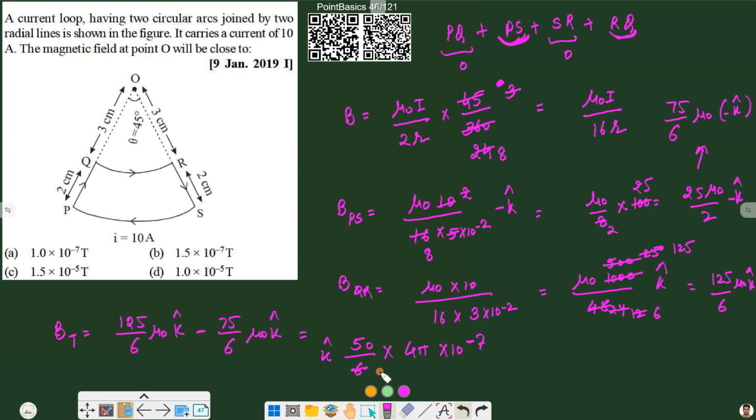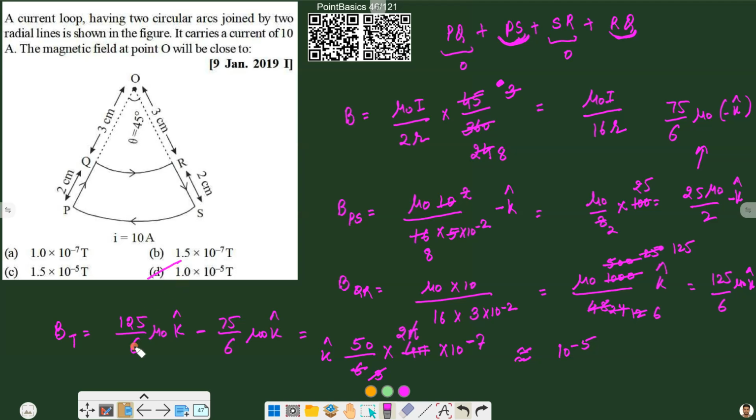I think we can solve it further. It will go on 3, and this will become 2 pi, and approximating pi as 3, we will be left with 50 into 200, pi gets cancelled with 3, we are just approximating here. So 50 into 200 into 10 raised to power minus 7, so 10 raised to power minus 5 approximately. And our answer matches with option D.